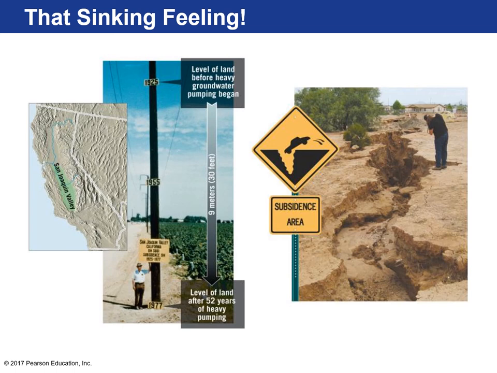Here's the San Joaquin Valley in California. This is where we grow a lot of almonds and alfalfa and peppers and vegetables, stuff like that. But look, in 1925, this was the ground surface. It has subsided around 30 feet over 52 years. That is incredible. It can also cause damage like this, huge, almost like canyons forming as a result of subsidence.